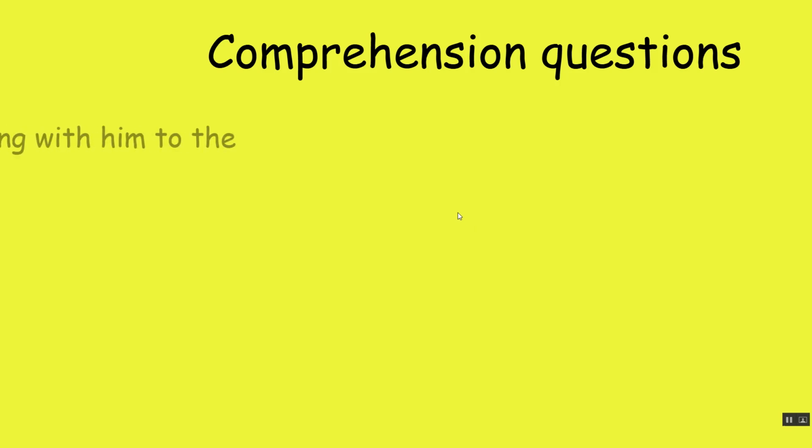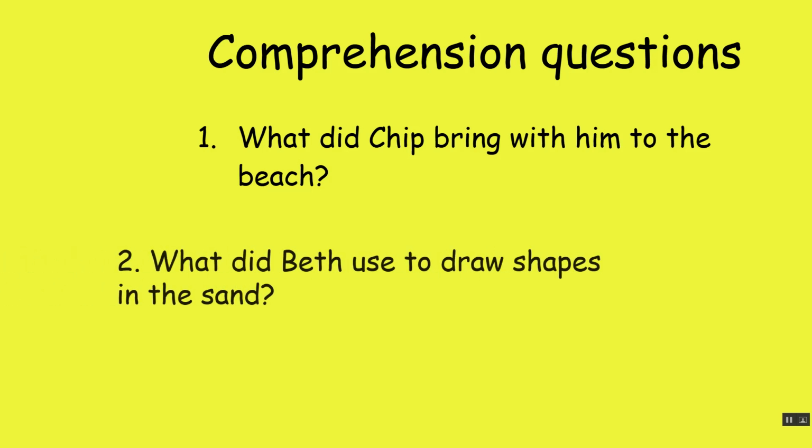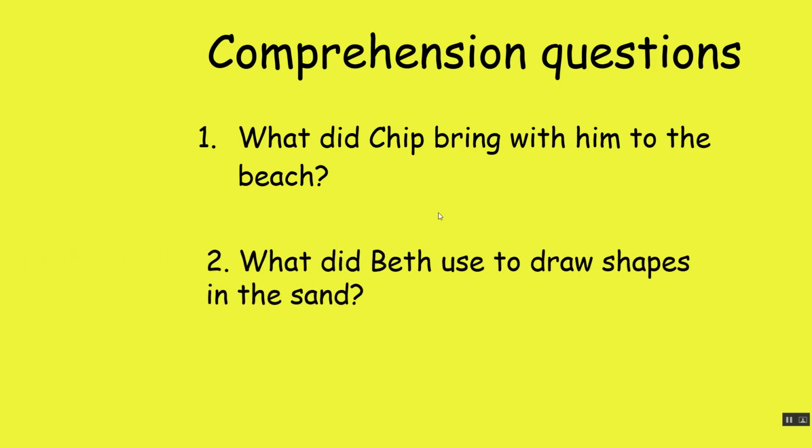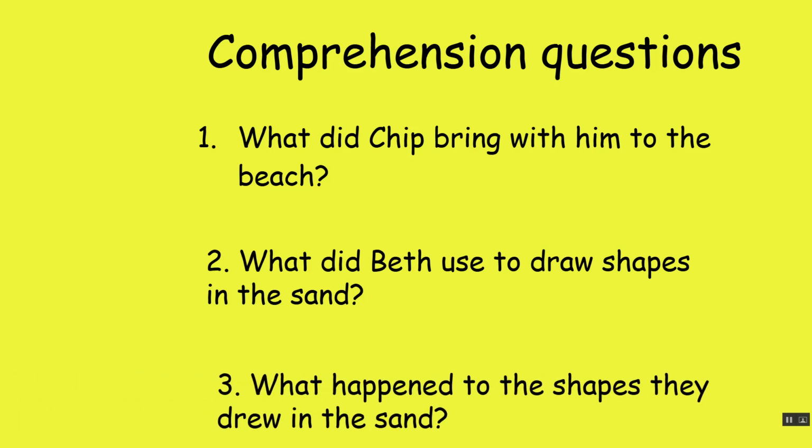Comprehension questions. Number 1. What did Chip bring with him to the beach? Number 2. What did Beth use to draw shapes in the sand? Number 3. What happened to the shapes they drew in the sand?